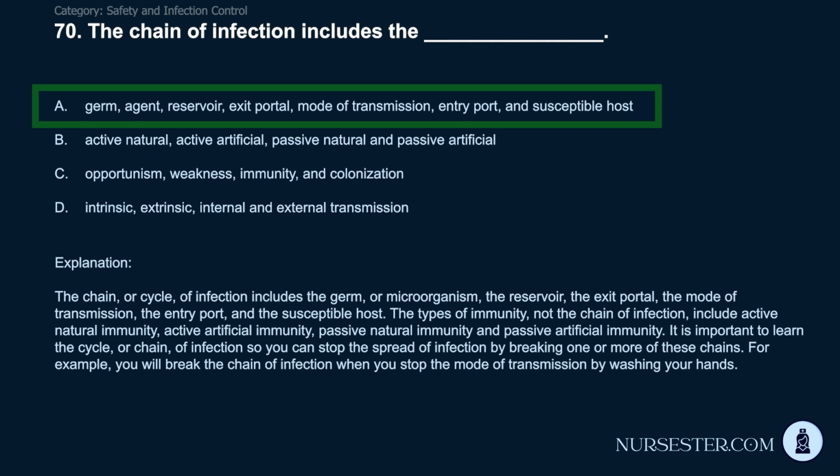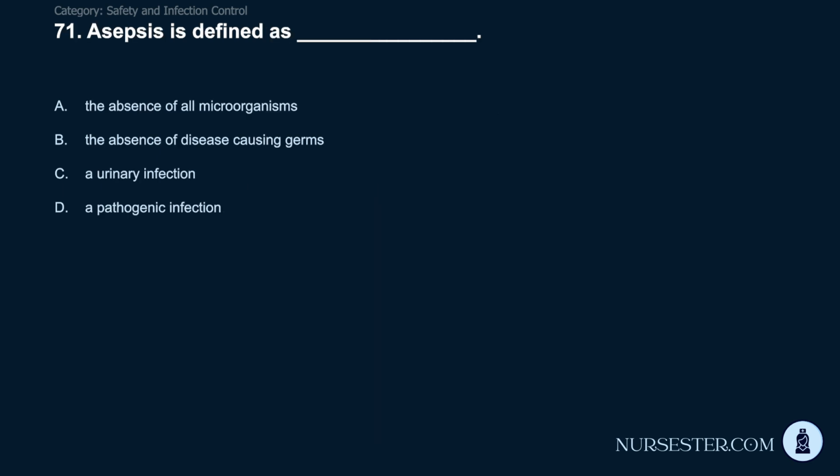The chain, or cycle, of infection includes the germ or microorganism, the reservoir, the exit portal, the mode of transmission, the entry port, and the susceptible host. The types of immunity, not the chain of infection, include active natural immunity, active artificial immunity, passive natural immunity and passive artificial immunity. It is important to learn the cycle, or chain, of infection so you can stop the spread of infection by breaking one or more of these links. For example, you will break the chain of infection when you stop the mode of transmission by washing your hands.